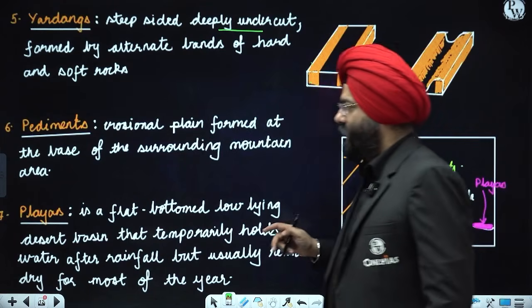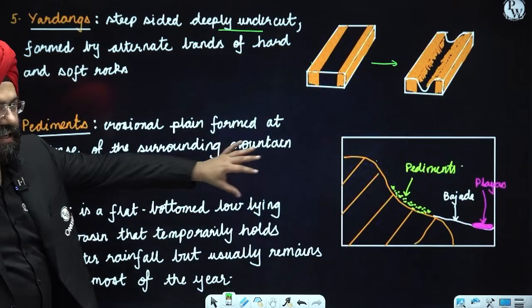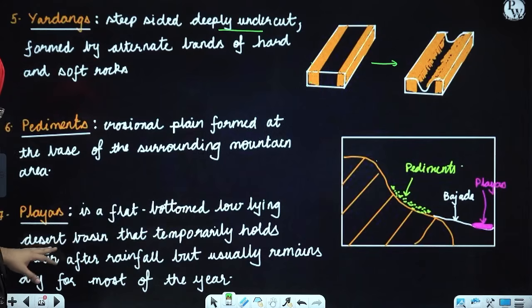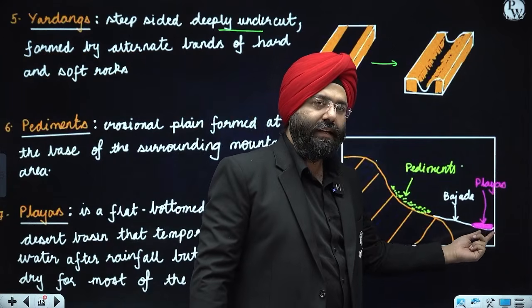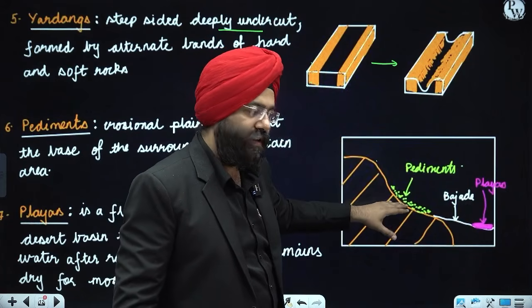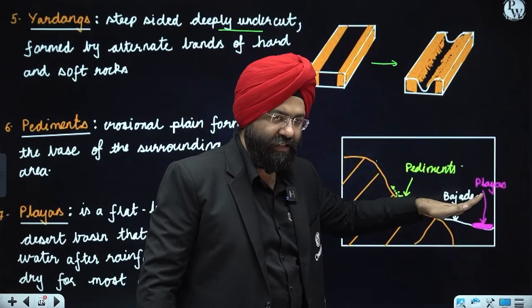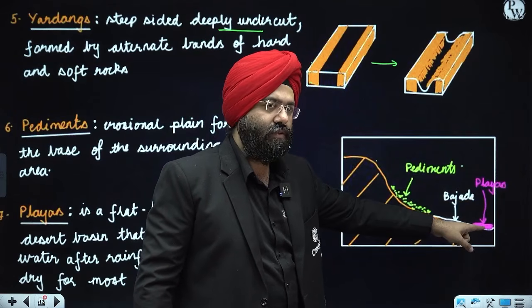Next comes the word playas. First understand this, then I'll tell you. It is a flat-bottomed, low-lying desert basin. So this part is a low-lying desert basin. This is the mountainous region, and along with it you have the pediments. You go further, then you have a basin-like structure, somewhat like a saucer shape, where this structure is present, which is known as a playa.